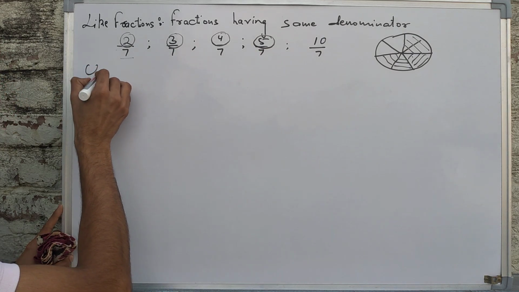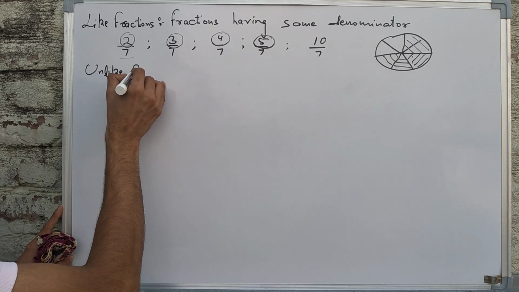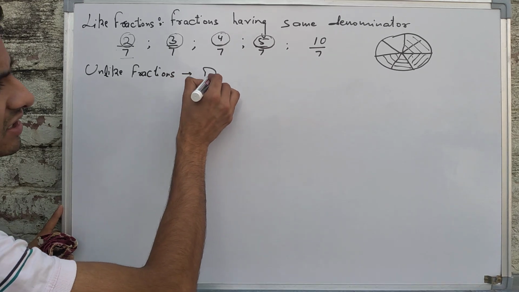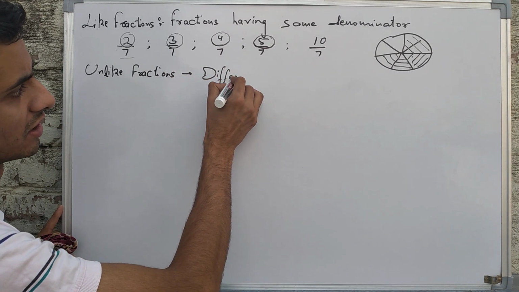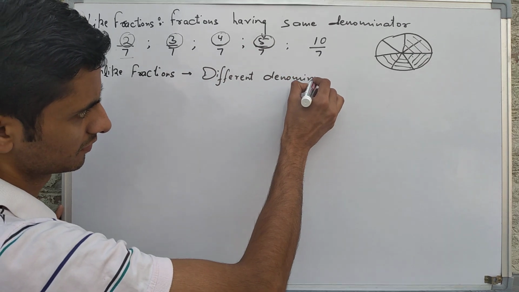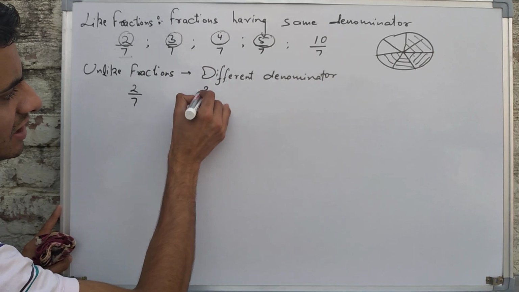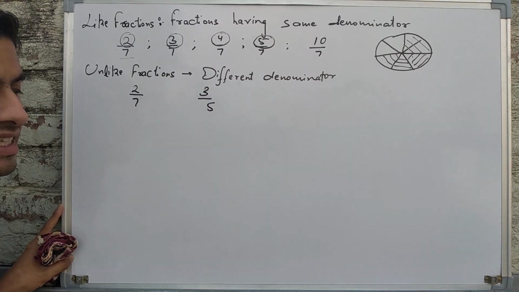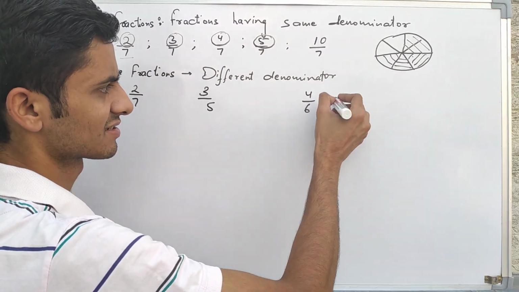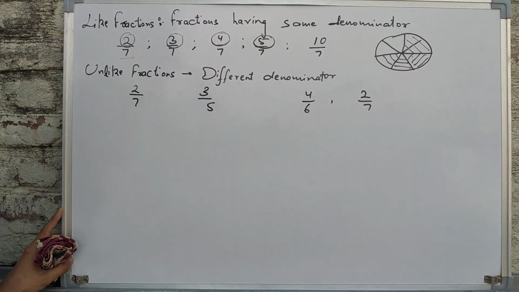And then there is something called unlike fractions. What are unlike fractions? Different denominators. Like if I say 2 upon 7 and 3 upon 5, these are unlike fractions. 4 upon 6, 2 upon 7, these are unlike fractions.